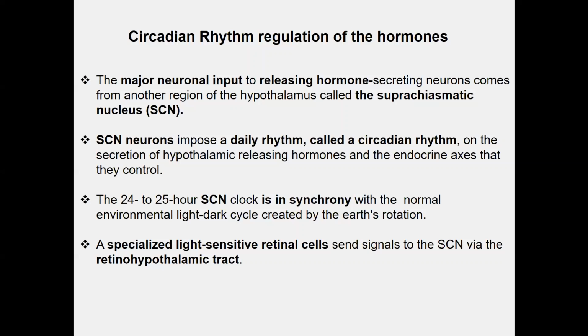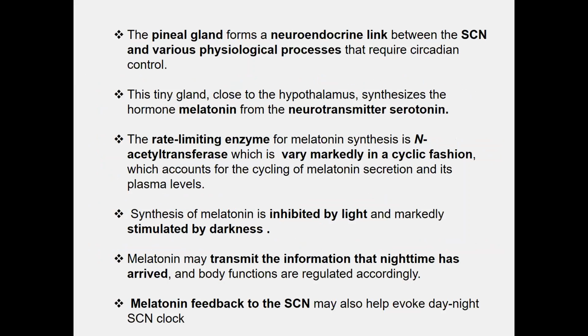Now, the suprachiasmatic neurons impose a 24 to 25-hour clock, which is in synchrony with the normal environmental light-dark cycle created by the Earth's rotation. This suprachiasmatic nucleus in the hypothalamus is stimulated in two ways: either by specialized light-sensitive retinal cells, which have photoreceptors that send signals to the suprachiasmatic nucleus via the retinohypothalamic tract, and the second is the pineal gland.